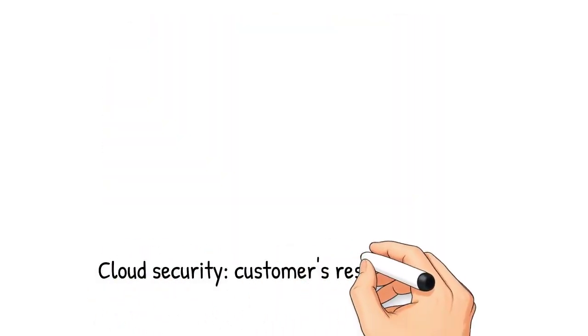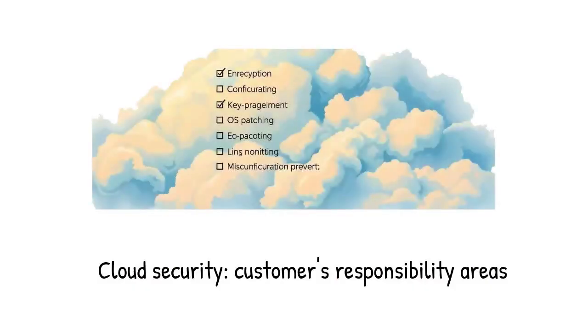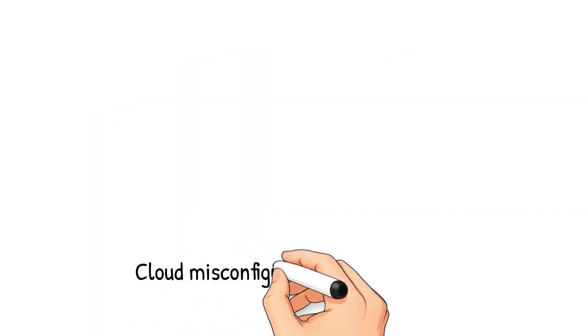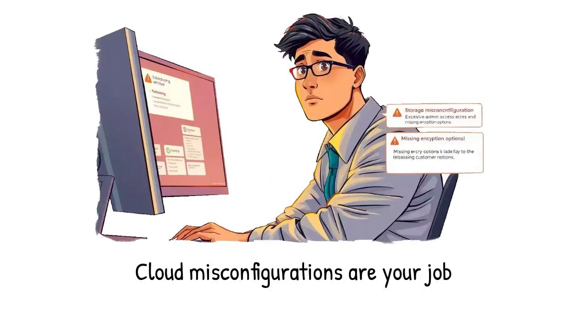2. Security in the cloud, the customer's responsibility. This includes identity and access management, IAM, data encryption, network configuration, security groups and firewalls, key management, application security, OS patching for IaaS, container security, API security, logging and monitoring, misconfiguration prevention. This is your job. If you misconfigure an S3 bucket, Azure Blob, or GCP storage bucket, that's on you. If you give admin access to everyone, that's on you. If you forget to enable encryption, that's on you. The cloud provider gives you the tools. You must use them correctly.